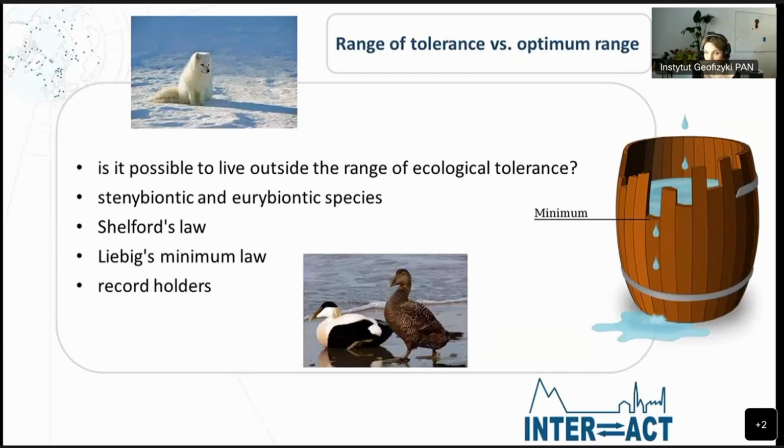What is range of tolerance and what is our optimum range? Is it possible to live outside the range of our ecological tolerance? Changes in the intensity of some external abiotic factors affect the functioning of living organisms, and they determine their occurrence in the given environment and whether they're thriving or not. So if these changes fall outside the range of so-called ecological tolerance, the organism perishes. Sometimes immediately, sometimes it takes a little bit of time. It depends on the factor.